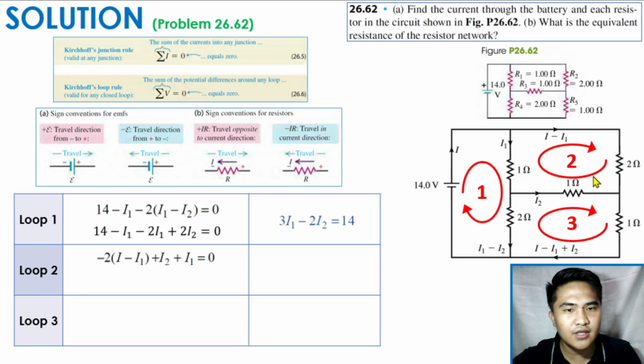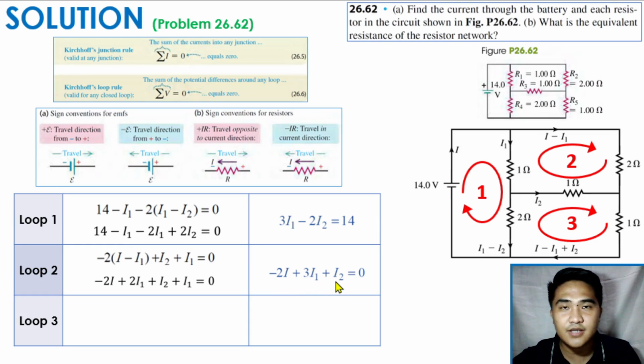Negative 2 quantity I minus I1 plus I2 plus I1 is equal to 0. Rearranging this and distributing negative 2, we will have negative 2I plus 2I1 plus I2 plus I1. Combining like terms and rearranging it, we will have negative 2I plus 3I1 plus I2 is equal to 0.